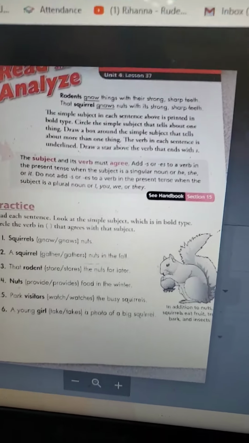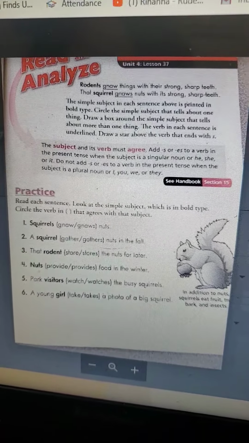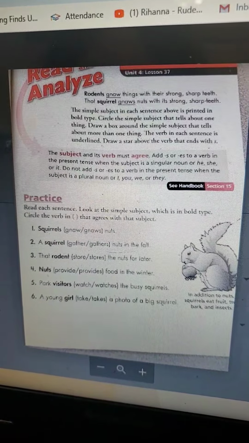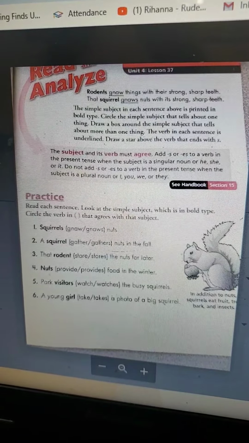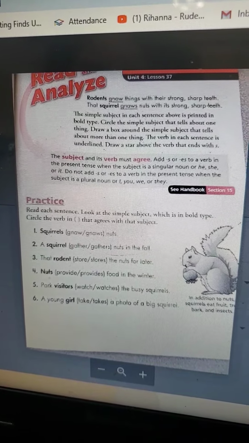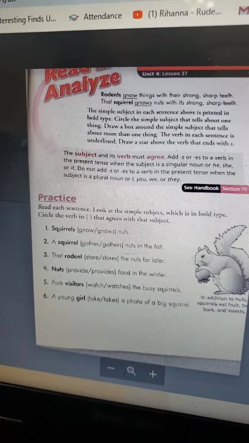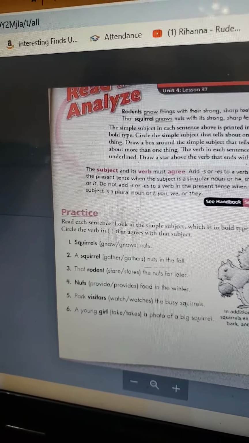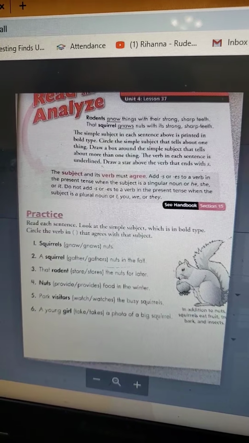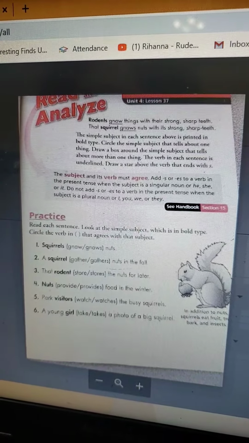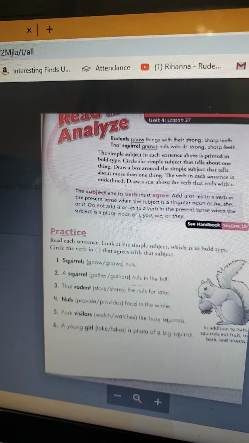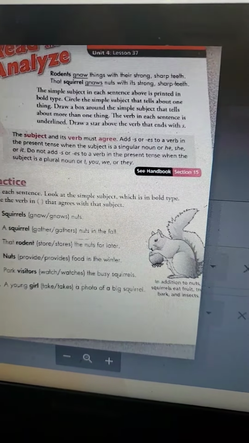It says the simple subject in each sentence above is printed in bold type. Circle the simple subject that tells about one thing. So what's one thing? Rodents or squirrel? A squirrel is only one, right? Rodents are more than one because it has an S. So you should circle the word squirrel. And then draw a box around the simple subject that tells about more than one thing. So make a box around the word rodents.